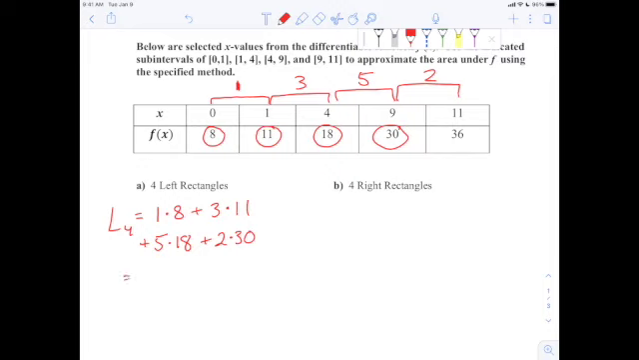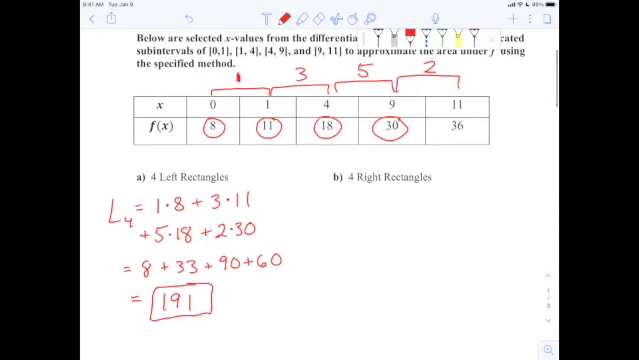You couldn't just factor out the base and add up all the heights. So 1 times 8 is 8, 3 times 11 is 33, 5 times 18 is 90, plus 60. To add these all up, 150 plus 41, 191. And there we go.